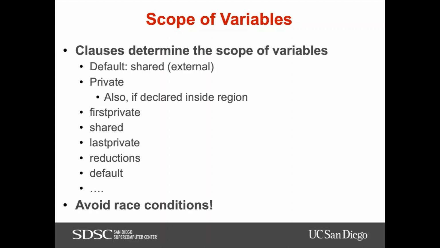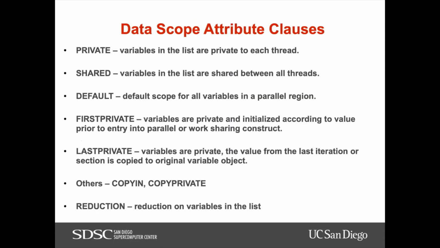These clauses determine the scope of the variable. There are different clauses you can set, like a default clause, which means if you don't explicitly say some variable is shared or not, it'll assume this default. Then there's private, firstprivate, shared, lastprivate, and so on. And I'm going to look at some of these clauses. So private means that the variables in the list are private to each thread. And you might need this, right?